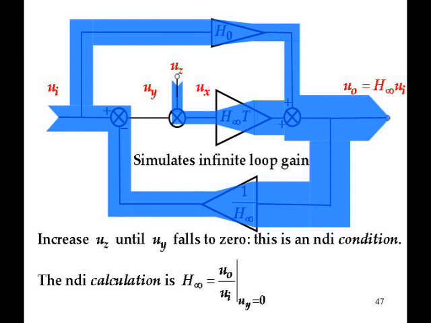Now, how do we calculate H infinity? Easy. Because the fed-back output signal exactly balances the input signal, UI. So H infinity is UO over UI. And that's a very easy calculation to do. So that's one of the 4 second-level transfer functions. Most important one of all, in fact.